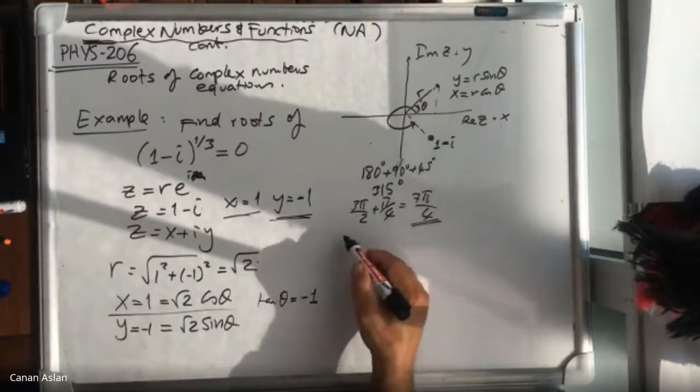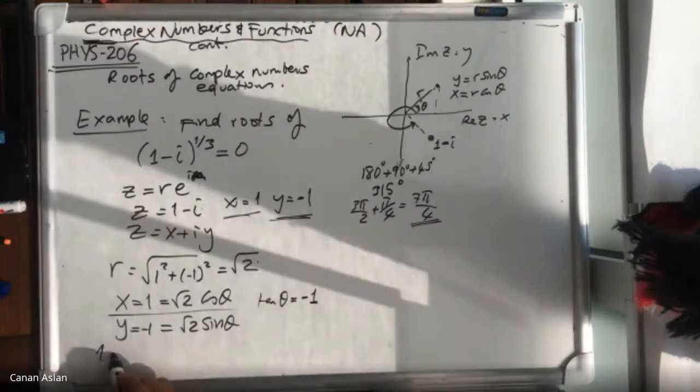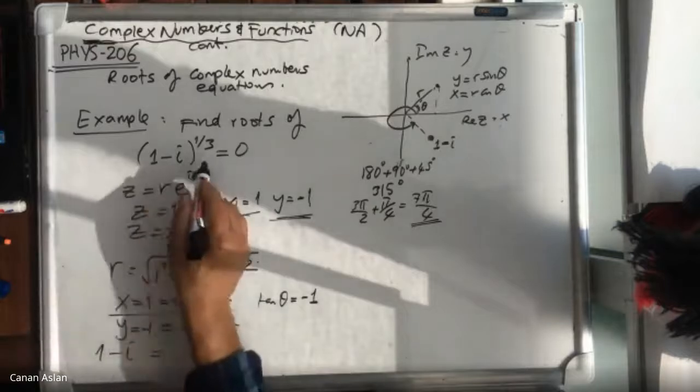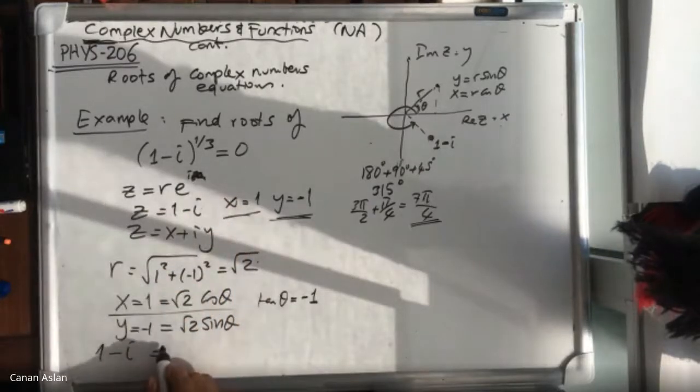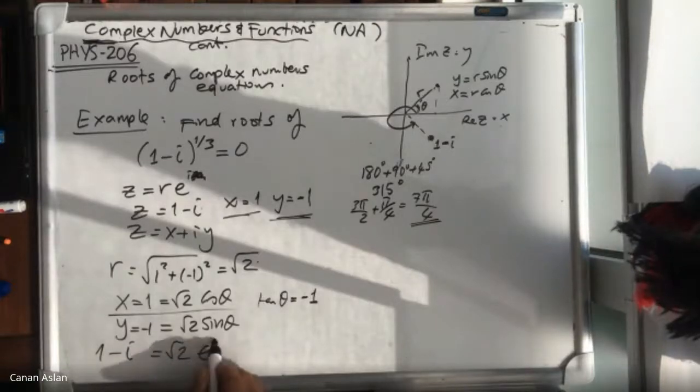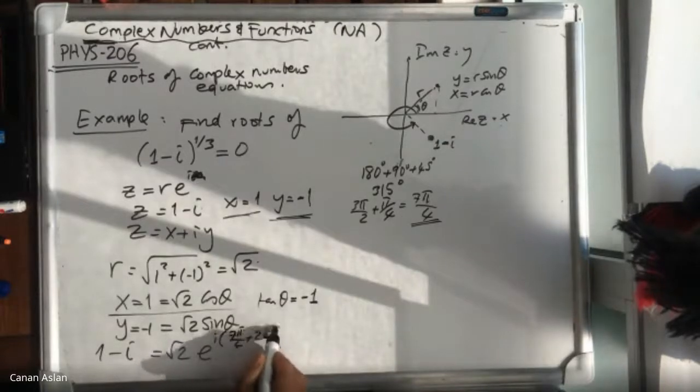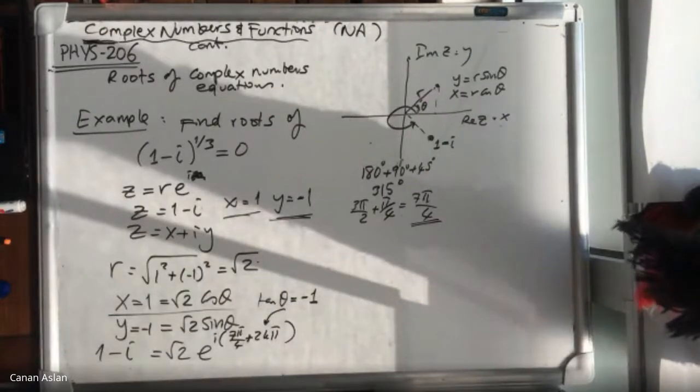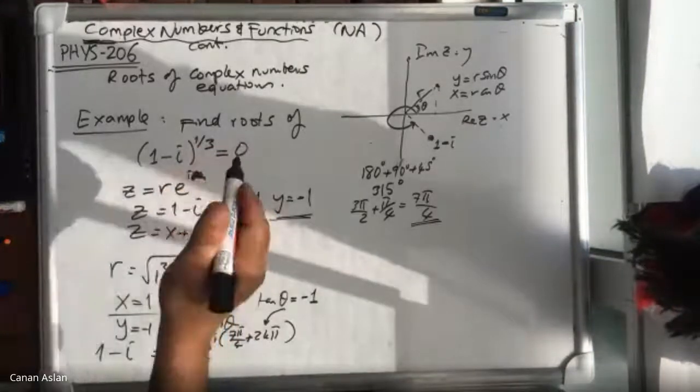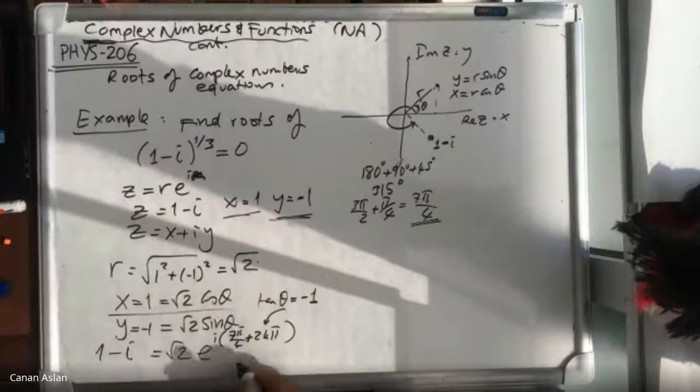Okay, in this case, 1 minus i can be written, see, I'm only writing 1 minus i, I haven't taken the cube root of it, as square root of 2 times e to the i (7 pi over 4 plus 2k pi). We always add this as the phase, because this phase will determine the roots of this equation. Since this is the cube root, we will get 3 roots, okay? So k will go from 0 to 1 and 2. So we will change k like that.